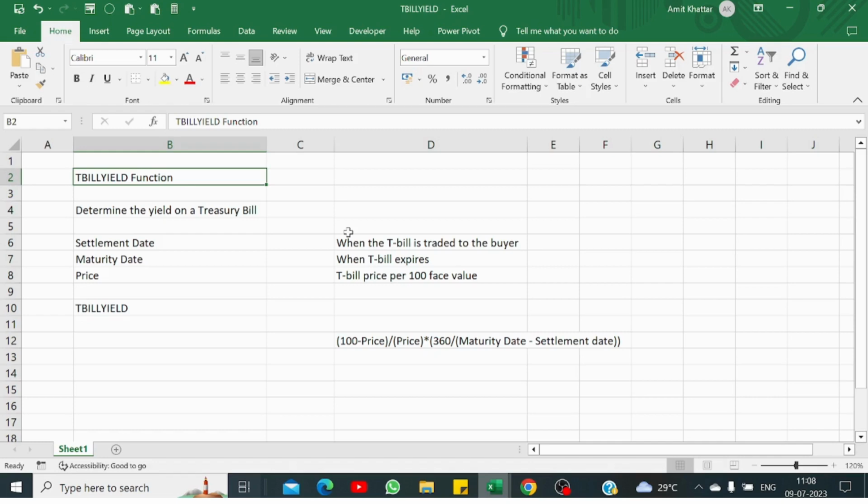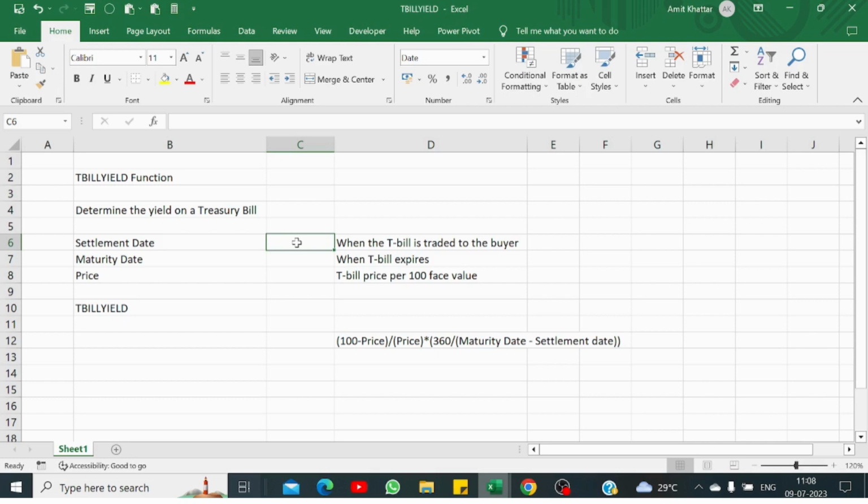Now, a few things we need to keep in mind: the settlement date cannot be more than the maturity date. Since we are dealing with a treasury bill, the difference between settlement date and maturity date cannot be more than 1 year. And price cannot be less than zero.